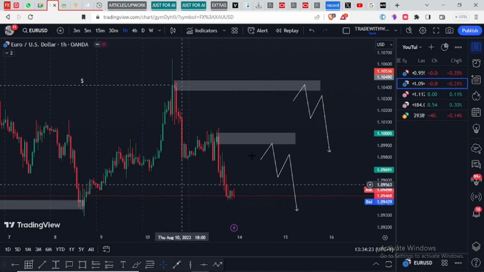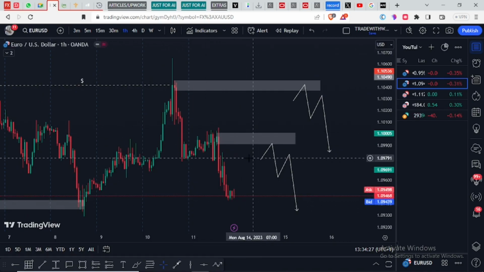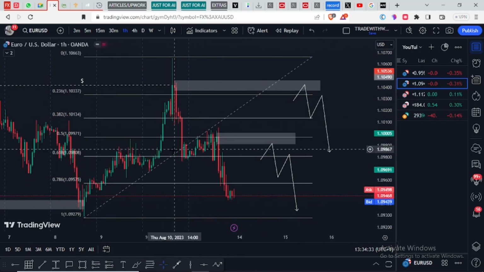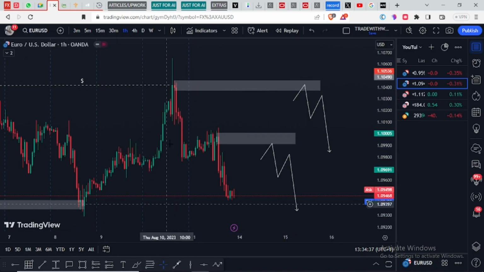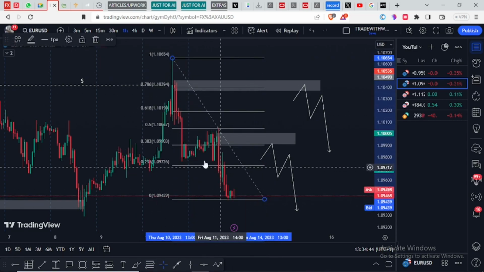I really can't say I will draw Fibonacci since this one has not started its buy movement. So I would still use this. Let me use this, since we are still following this trend. Let's just assume the buyer started, and this is a 0.3, this is a 0.7.